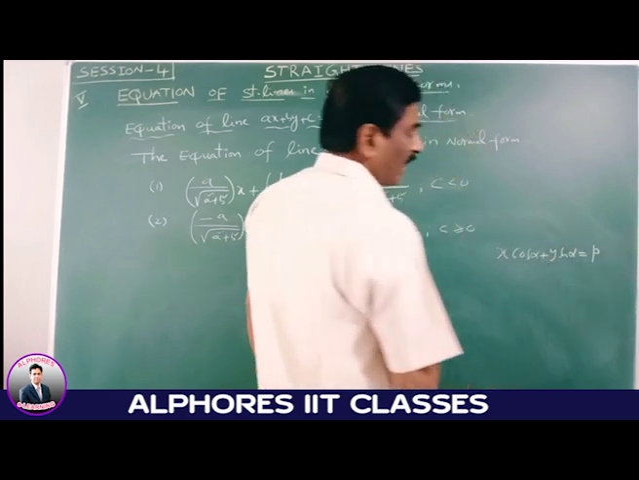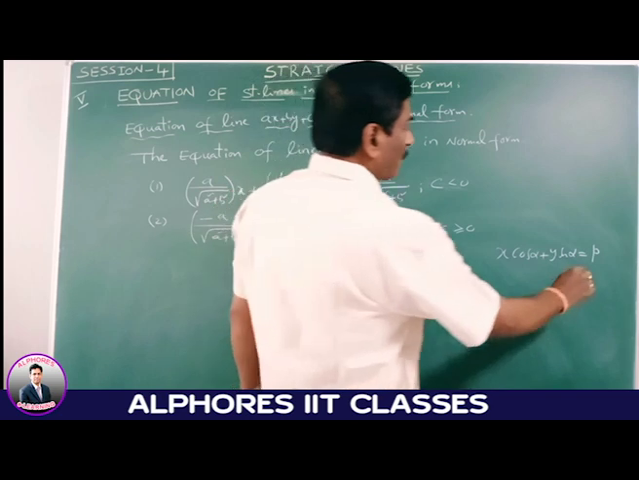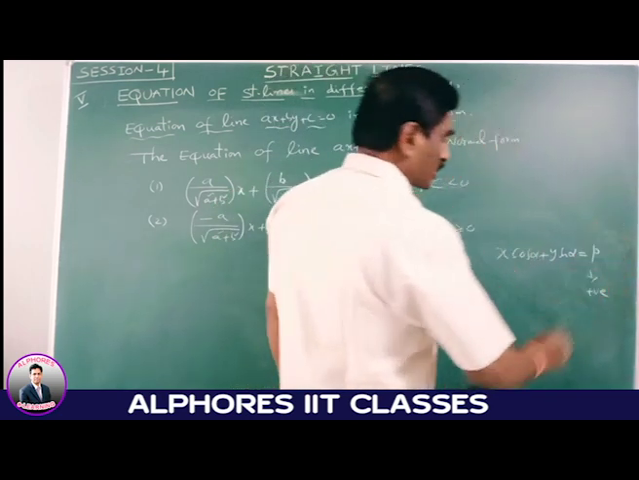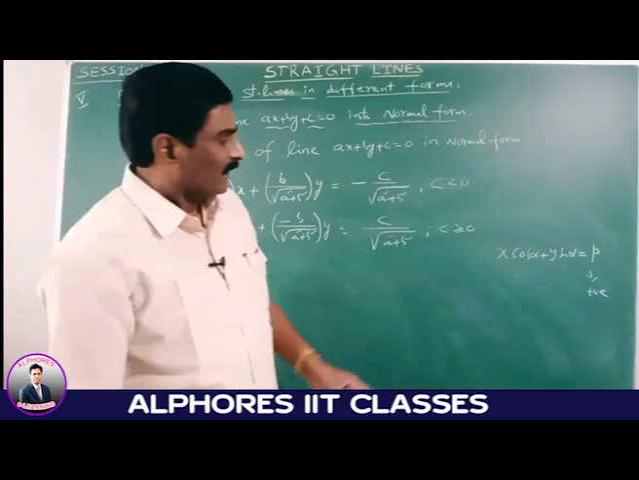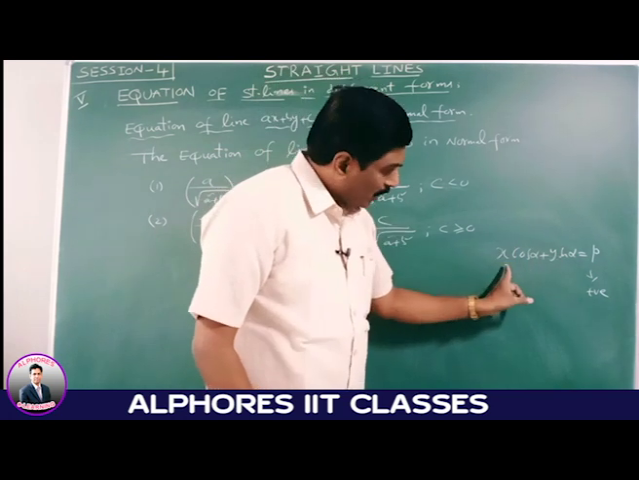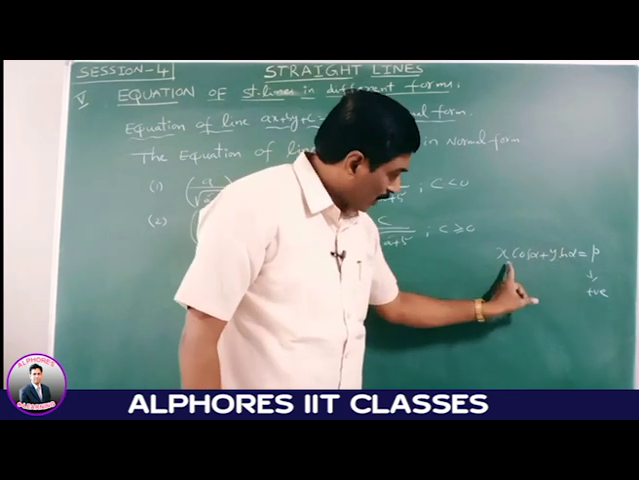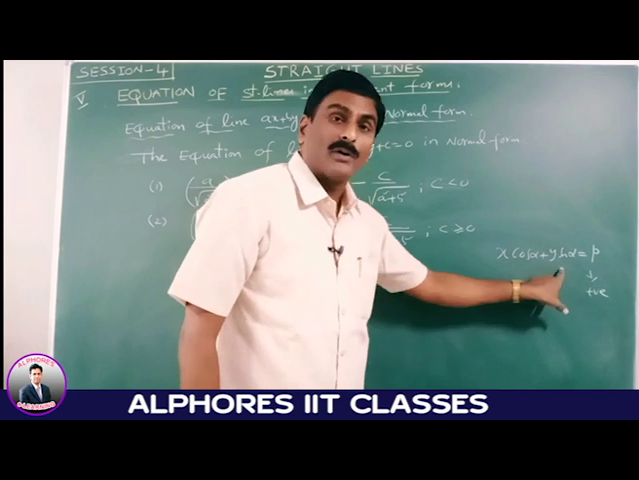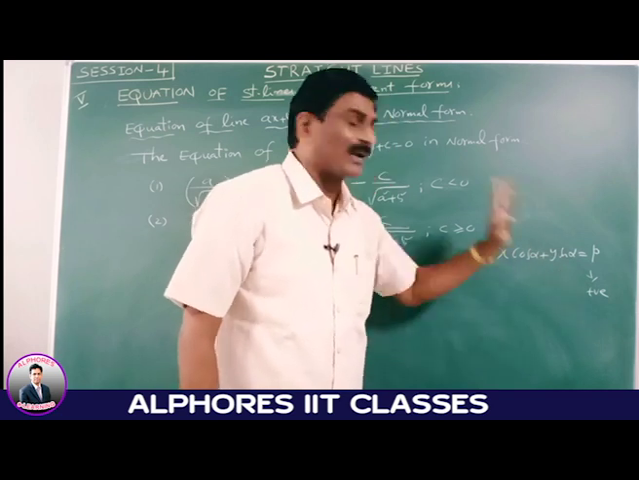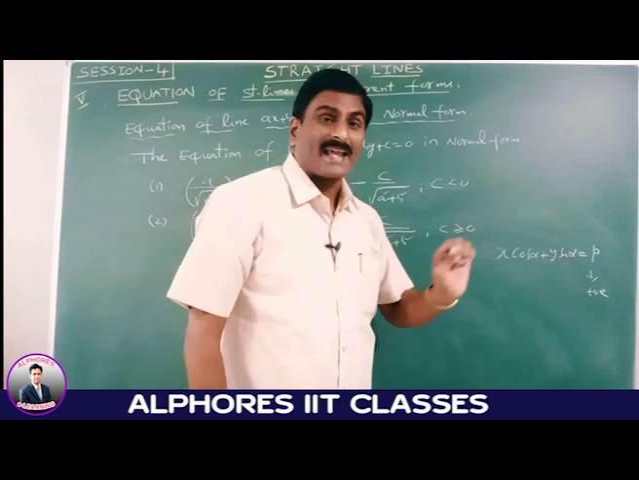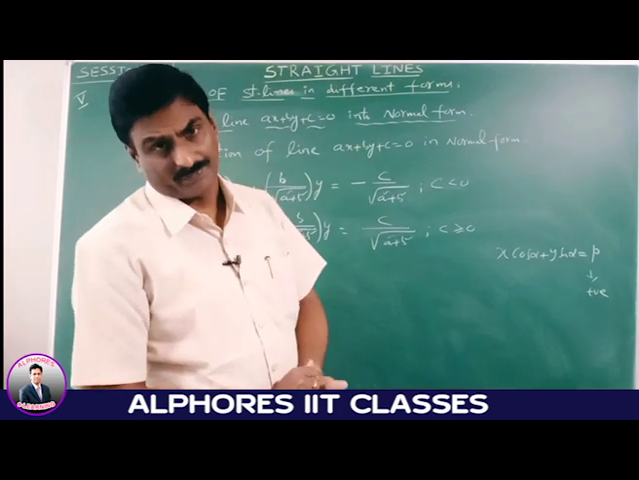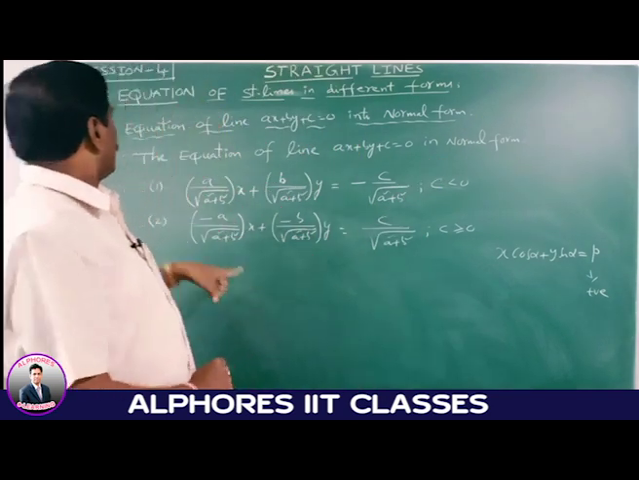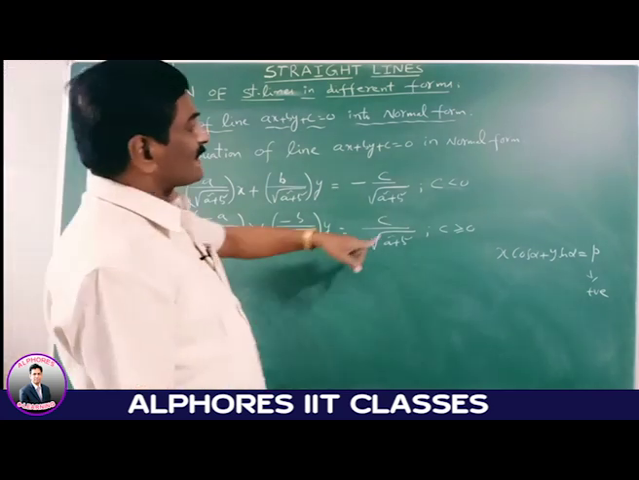It is the normal form of the line. Here p is the perpendicular distance. This value is always positive. P is always positive. Here the x and y coefficients may be positive and positive, positive and negative, or negative and positive, or negative and negative. That depends upon which quadrant alpha lies in.